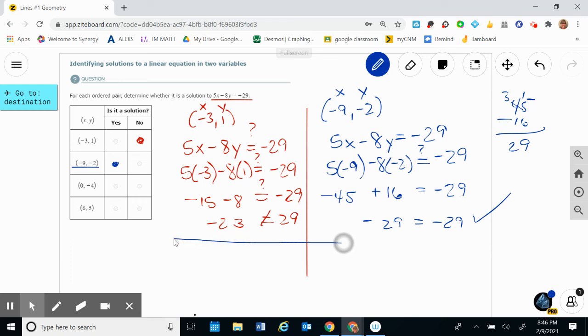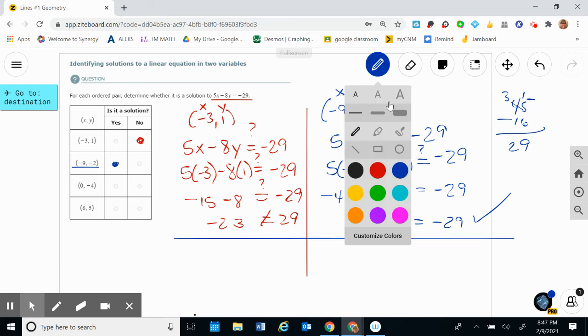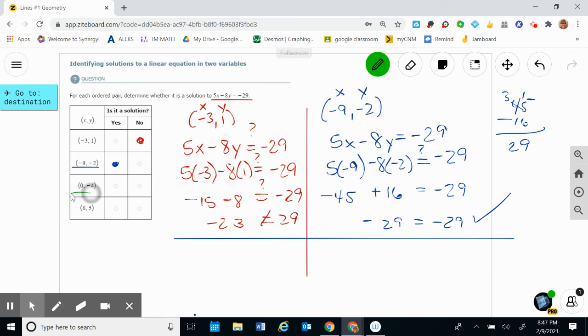You're just plugging it in and checking the answer, okay? And if you are confused, do formula, substitution, resolution. It's the easiest way. So again, 5x minus 8y equals -29? Question mark. Does it? So 5 times 0 minus 8 times -4. Does that equal -29? 5 times 0 is 0. -8 times -4 is positive 32. So no, this is not equal to -29.